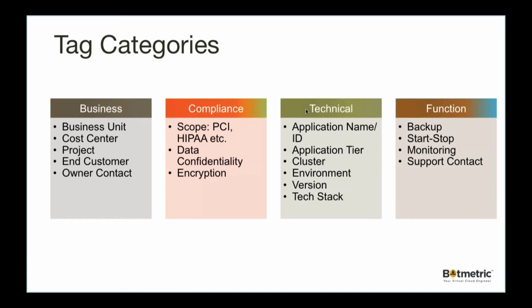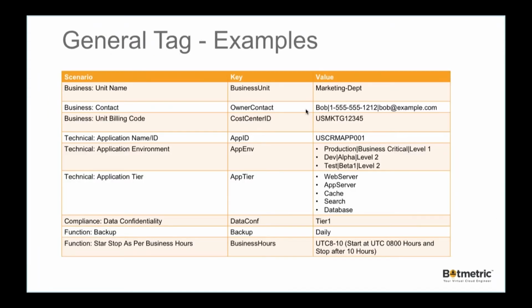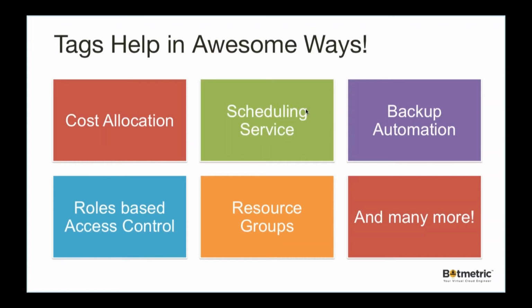Let me move ahead. Now it's a little interesting for people who are business users, because they are most interested in cost allocation and cost reporting. This is a standard general tag example, which I just talked about, like business unit name, business unit, application tier, and all. These are the standard use cases we have in this webinar: cost allocation, scheduling service, backup automation, role-based access control, resource grouping, and many more actually.